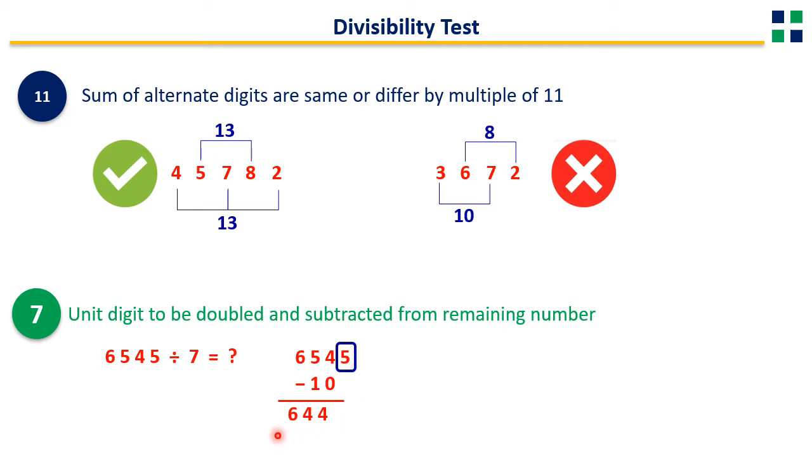Now from 644, I will again separate out the unit digit, that is 4. I will double it and subtract it from the remaining number. So 4 is doubled as 8 and subtracted from the remaining number, that is 64. 64 minus 8, we got 56. 56 is a multiple of 7. So we can confidently say that the given number 6545 is also a multiple of 7.